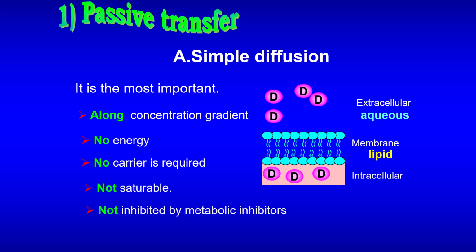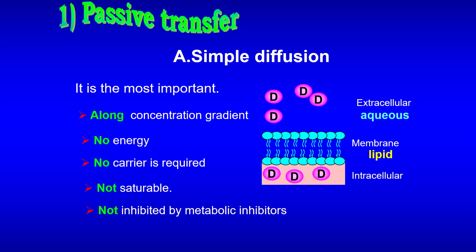Let's focus on simple diffusion, a key component of passive transfer. Simple diffusion is the most important process for drug movement across membranes. Here's why. Drugs move along the concentration gradient, flowing naturally from areas of high concentration to low. This process requires no energy, making it efficient.